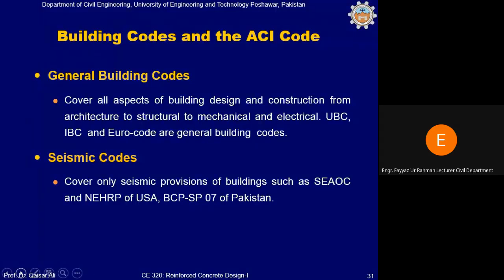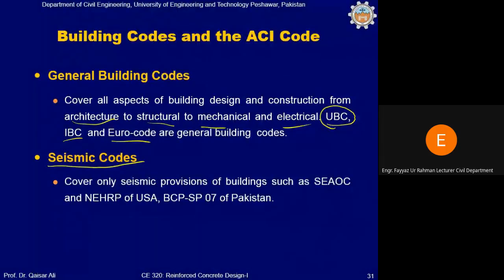General building codes cover all aspects of building design and construction, from architecture to structural, mechanical and electrical, HVAC, etc. So every aspect of a building is covered in these general building codes, such as UBC 97, for example, the latest code, Uniform Building Code, IBC, which is International Building Code, the Euro Code. They are basically the general building codes. It covers all aspects of a building. Clear?